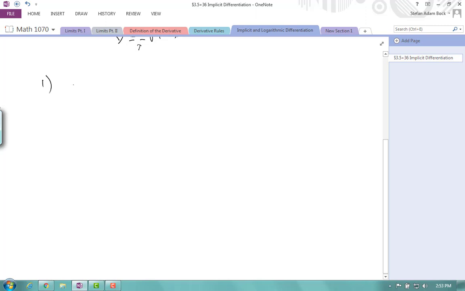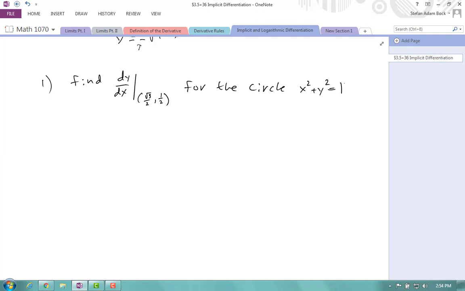So let's say it's find dy/dx, the slope of the tangent line at the point, what's a good point on the circle? Root 3 over 2 and 1/2. And we want to find this derivative for the circle x squared plus y squared equals 1. This is my unit circle, so that point is on the unit circle, so I'm not doing anything too crazy. So what I do for this is I start off with my function, or my equation I should say. x squared plus y squared is equal to 1.